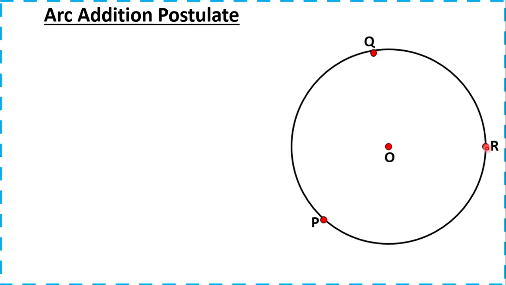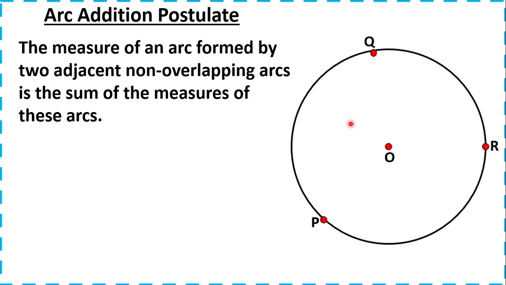So, the arc addition postulate. The measure of an arc formed by two adjacent non-overlapping arcs is the sum of the measures of these arcs. So if we have two adjacent non-overlapping arcs, for example, arc PQ and arc QR, to find their measure we just find the sum of the measures of the two arcs.